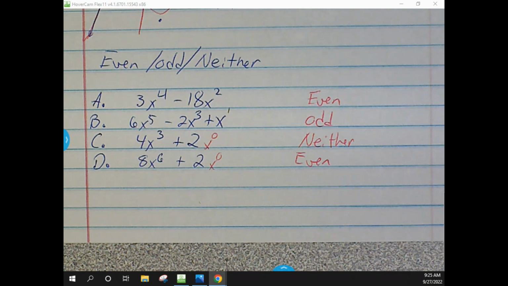Okay. Let's see what else we got. We got even, odds, and neithers. We got our graphs. Got the basic shape.